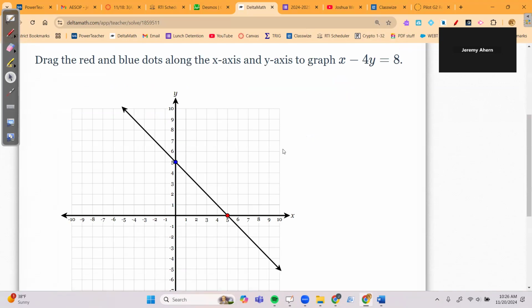I used to work with a lady, a teacher a long time ago. She called this the cover-up method. When she did this on paper, she'd have her students take their fingers and cover up the one that they're getting rid of. So however you think of that, I don't care.